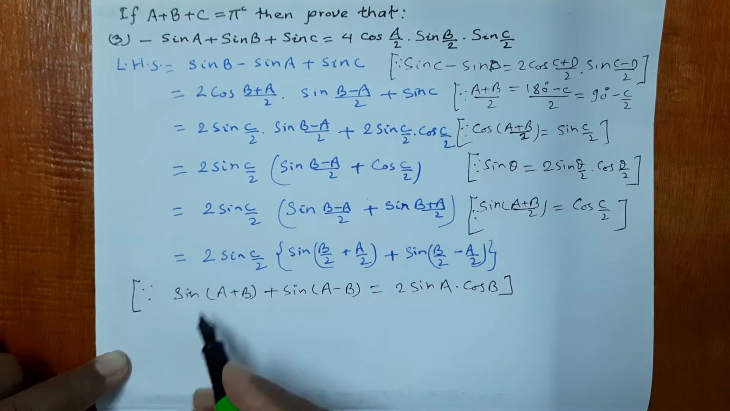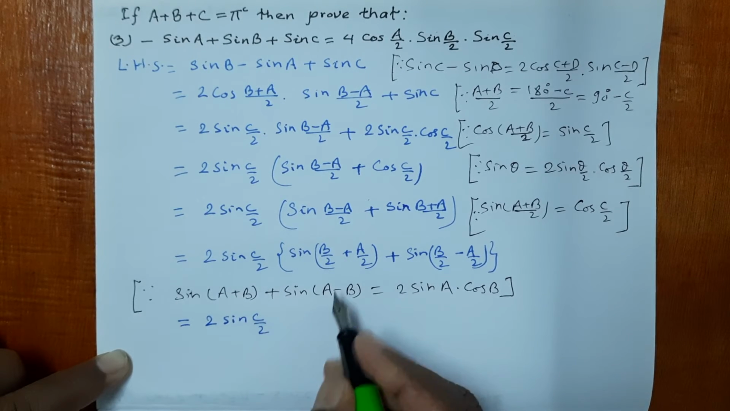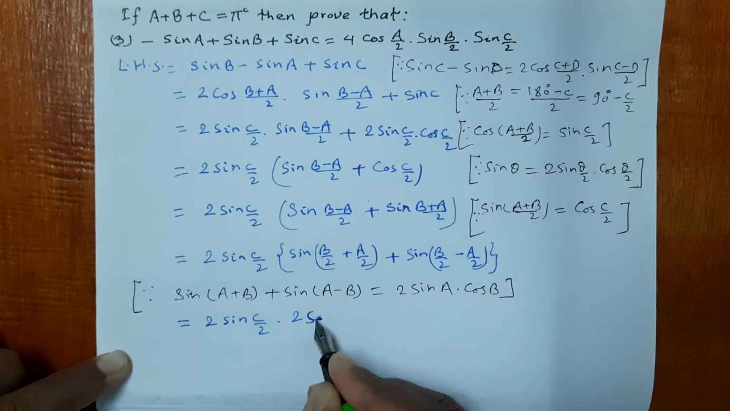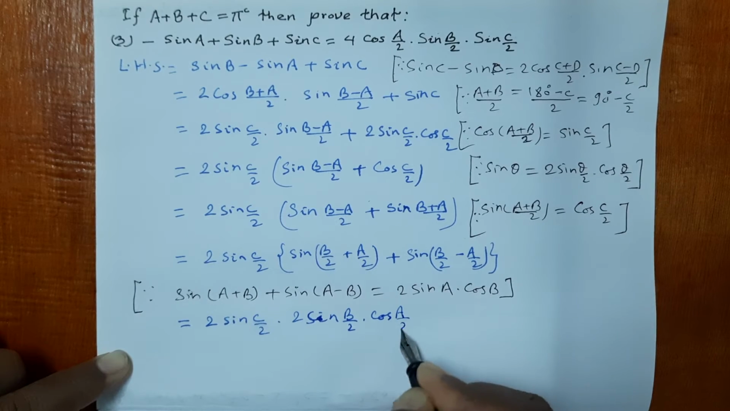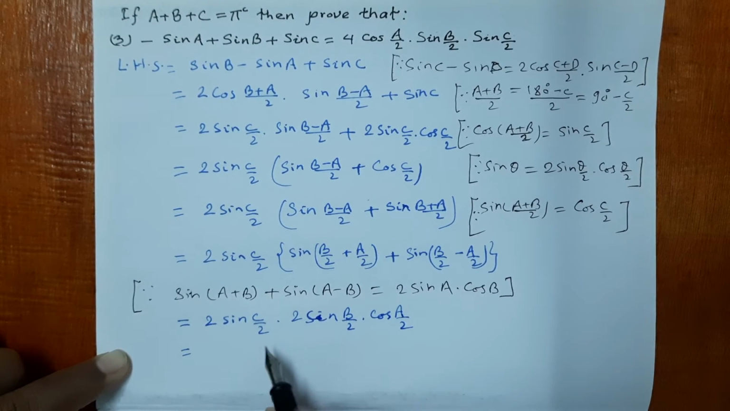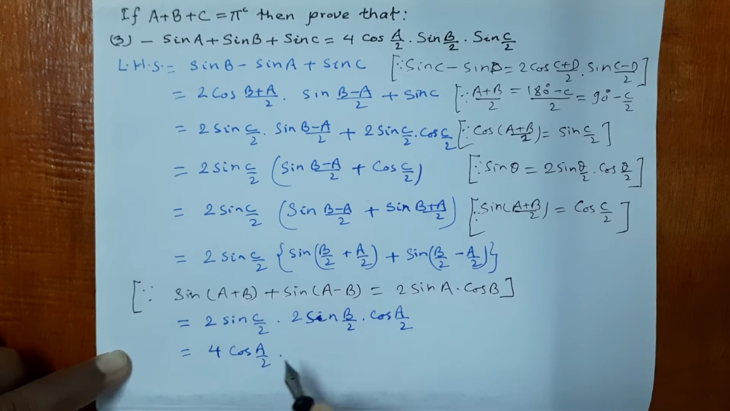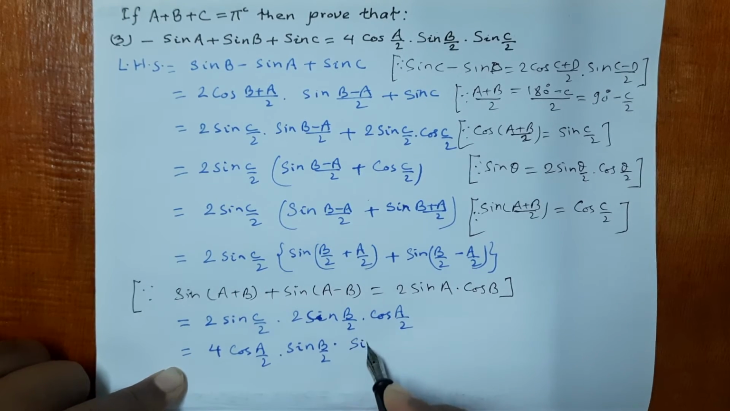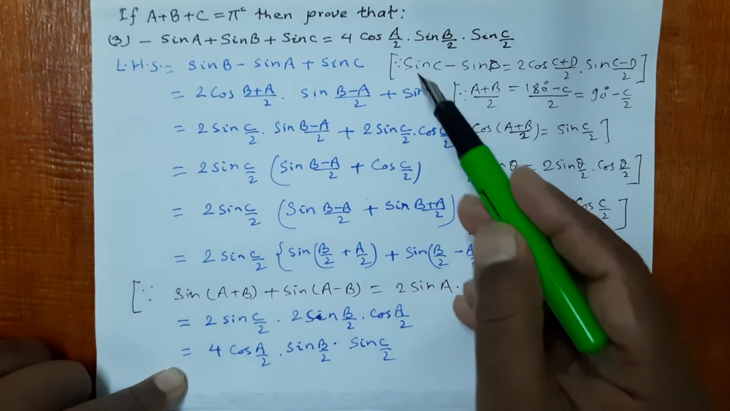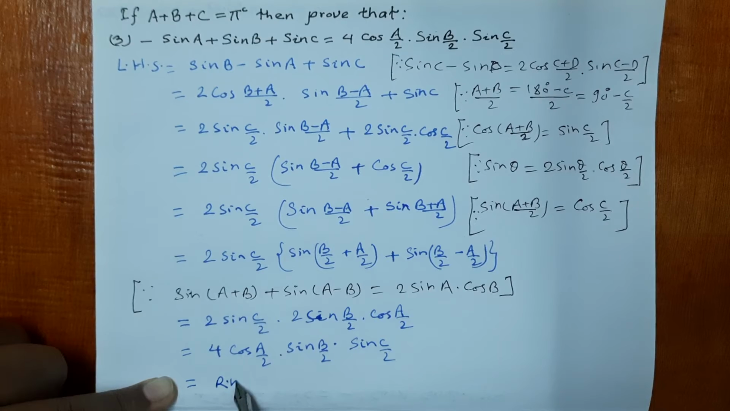So from this expression we will get 2 sine c over 2 times 2 sine b over 2 cos a over 2, and this equals 4 cos a over 2 sine b over 2, and at last we have sine c over 2. 4 cos a over 2 sine b over 2 sine c over 2, which is our RHS, right hand side.